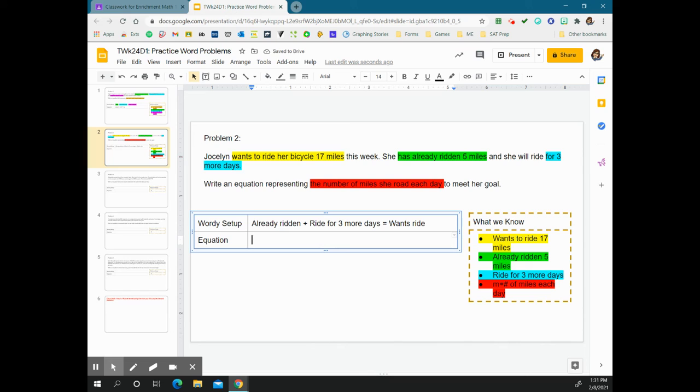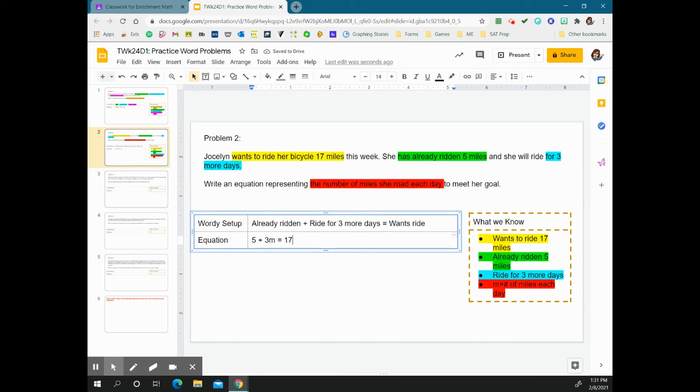So if I write this in the equation, we get 5 plus 3 more days, but we don't know how many miles she's riding each of those 3 days, hence why we add the M there. Equals the total 17. She wants to ride 17 miles.